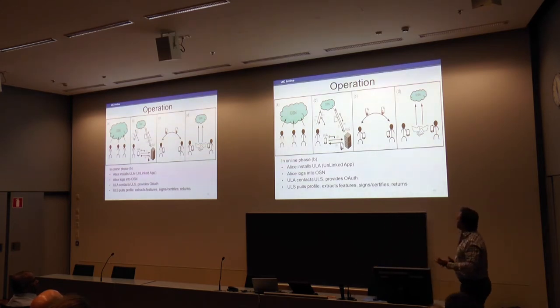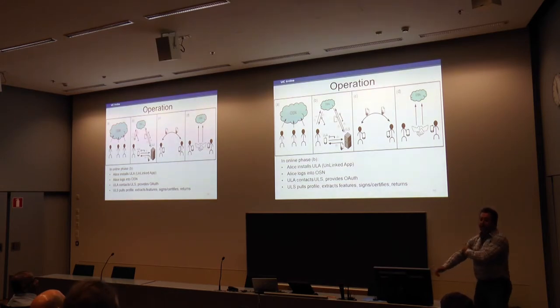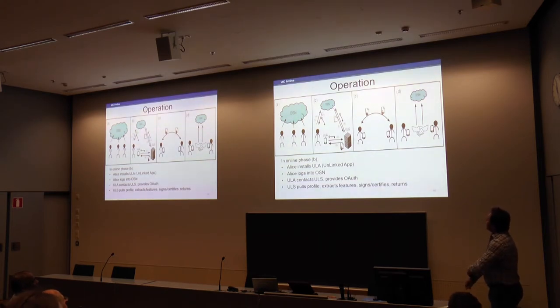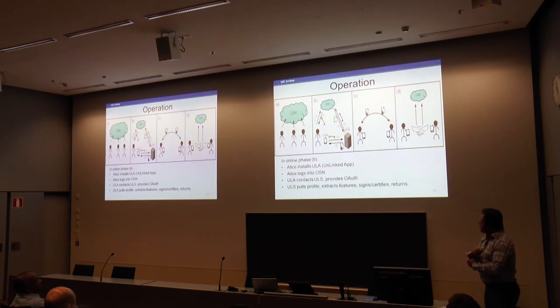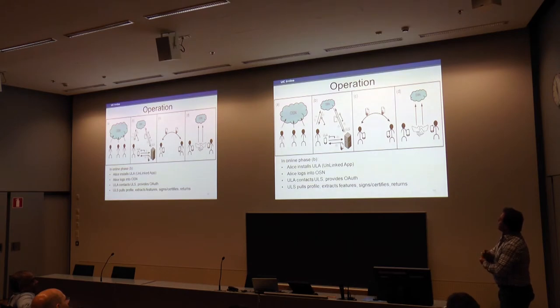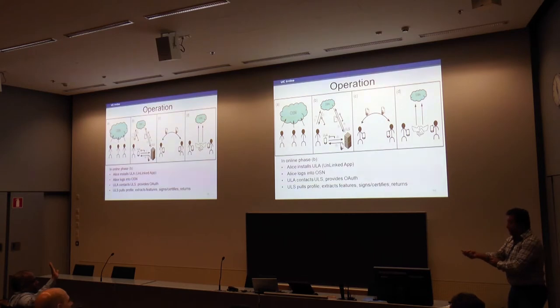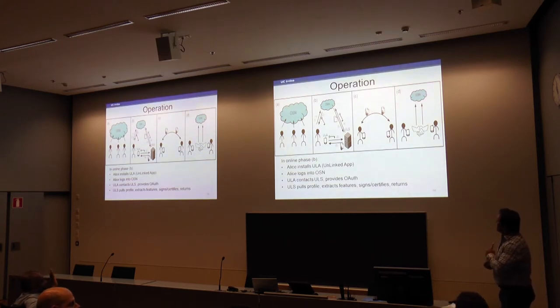So all right, the first phase is that you have users who join the online social networks. This happens presumably a long time beforehand. Then in phase B, that's the phase when the user downloads the app, or Alice installs it, and logs into the OSN, contacts our server, provides the authentication token to our server, pulls the profile, extracts features, signs, and returns it to Alice.